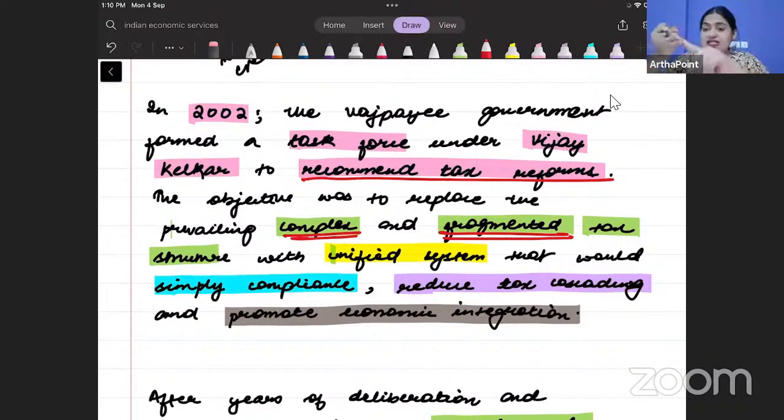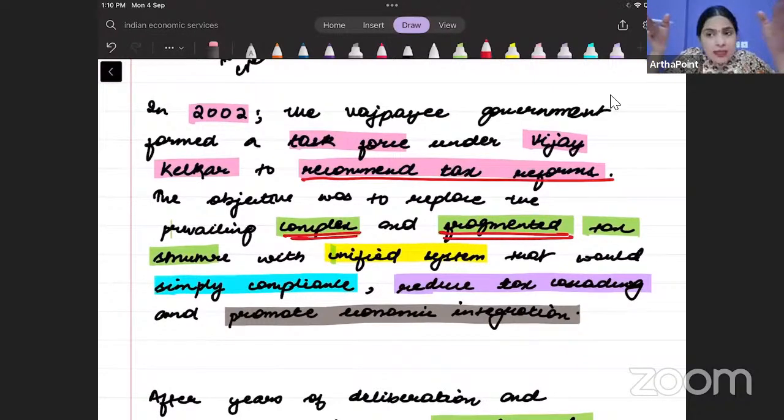So number one, the tax system was very complex. Number two, it was also fragmented. मतलब अलग-अलग parts में अलग-अलग taxes चल रहे थे. एक ही चीज पे 3 टैक्स पे करने पड़ रहे थे. You were not sure what the system exactly is.